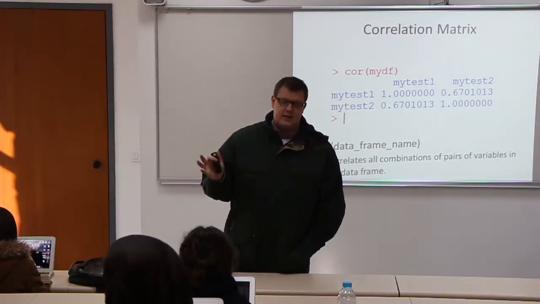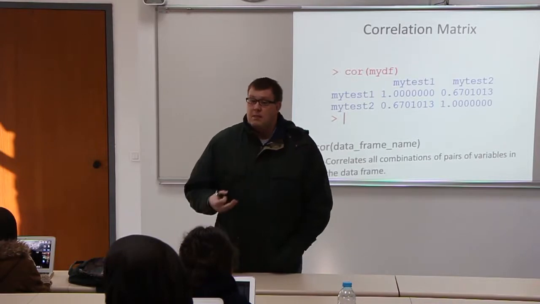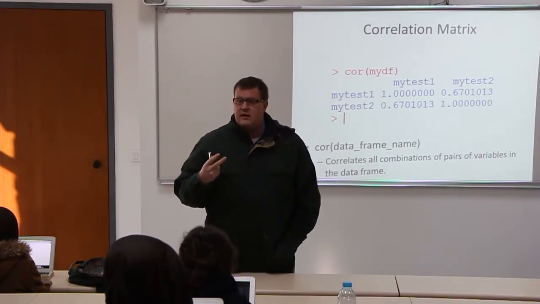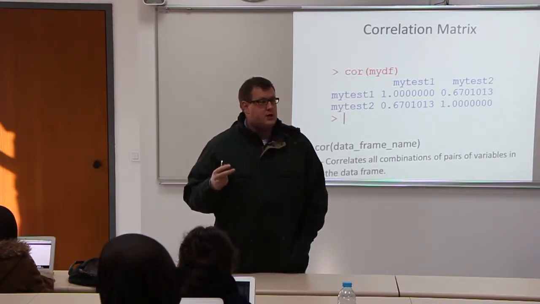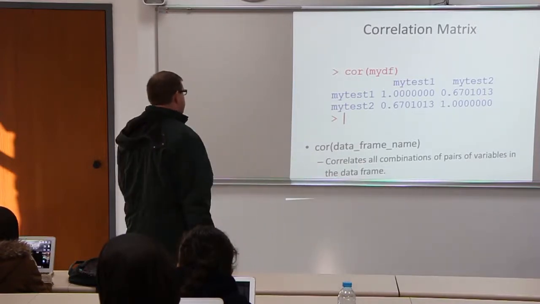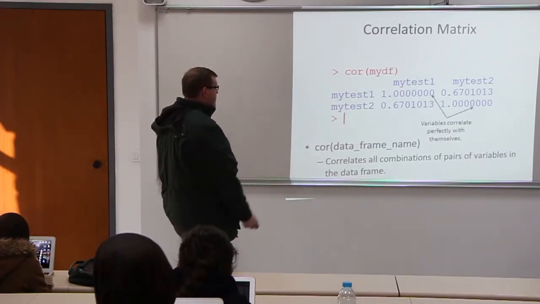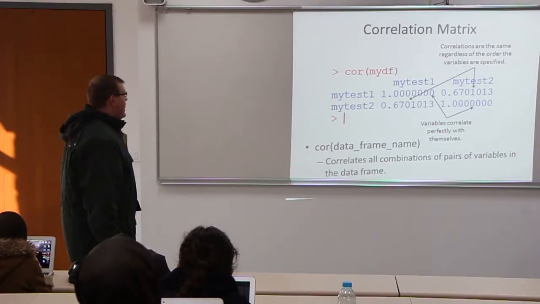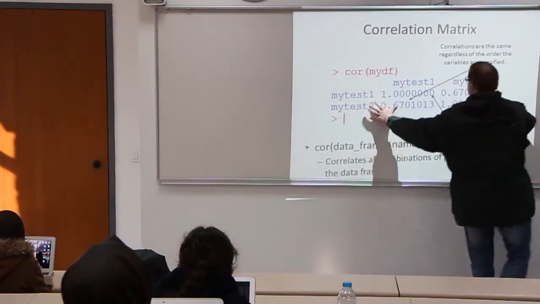Well, we haven't run the statistics yet. But if this is significant, this means that there is a linear relationship between test 1 and test 2 scores, right? So the variables correlate perfectly with themselves. And notice that these two things are the same.